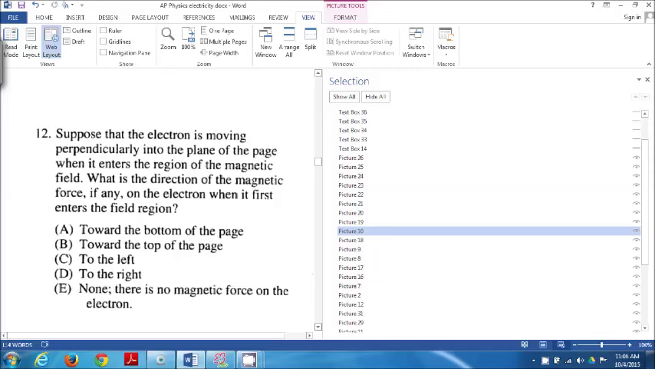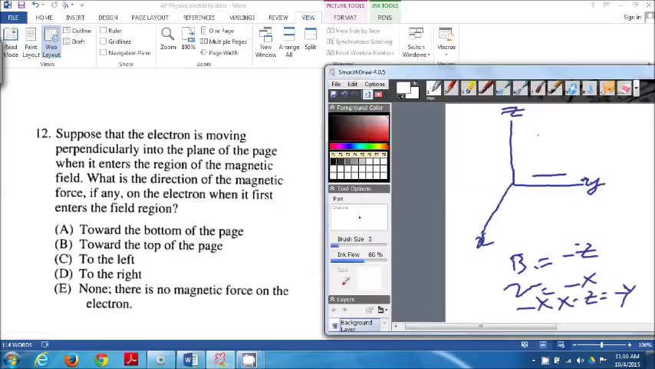So we can apply the right hand rule, and then the force exerted on the electron will be to the right. Basically, for the conventional current, it is to the left, but this is an electron with negative charge, so the direction of the force on the electron is to the right.